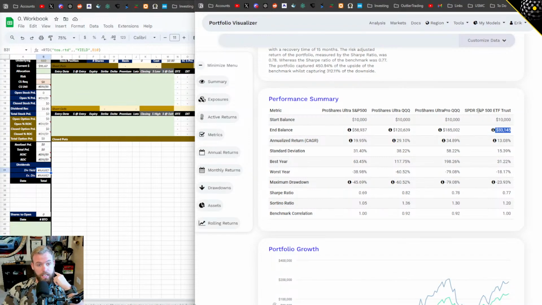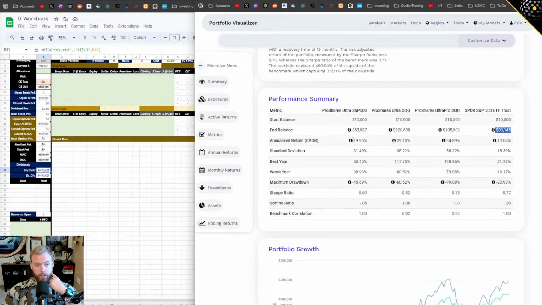So we can see that TQQQs has clearly performed the best. We can see that QLD is second best. And then we can see that SSO is marginally better than SPY, not by much.